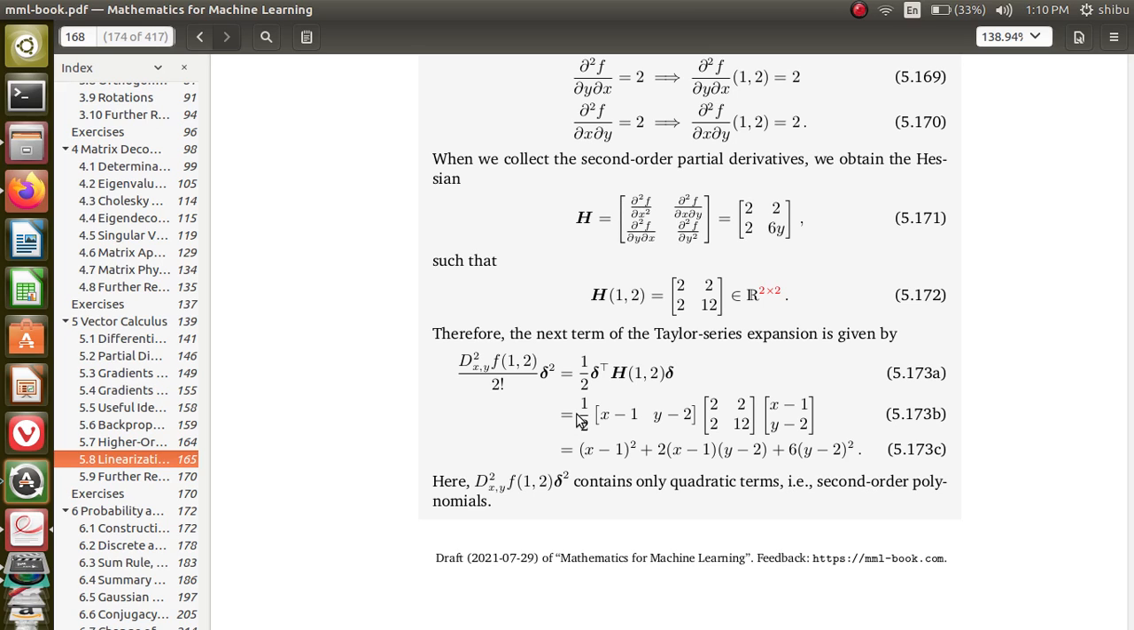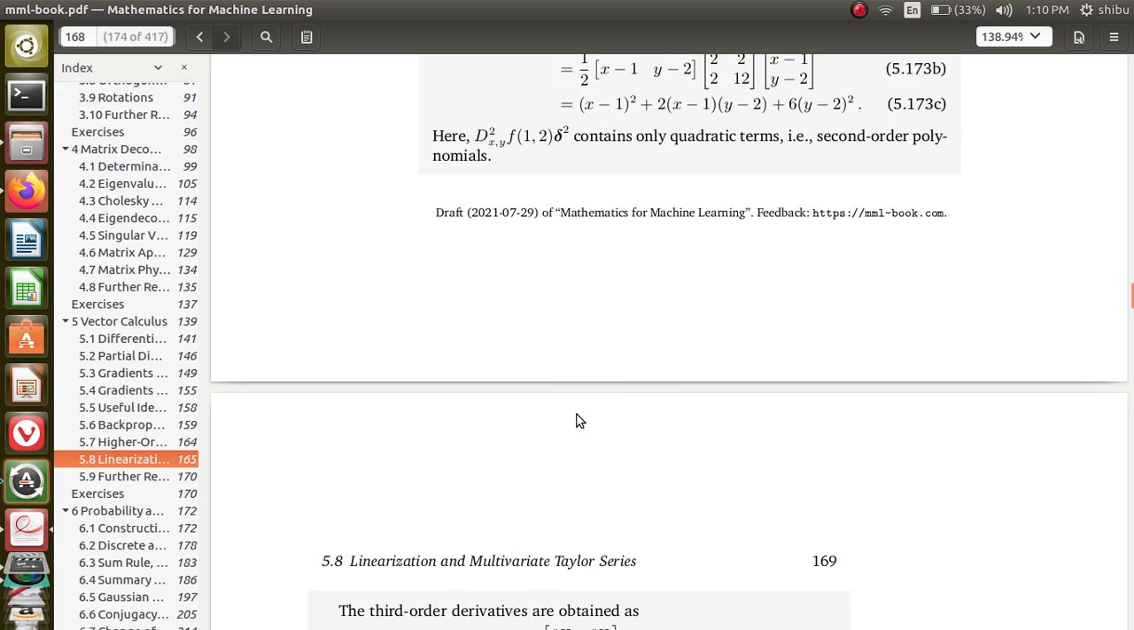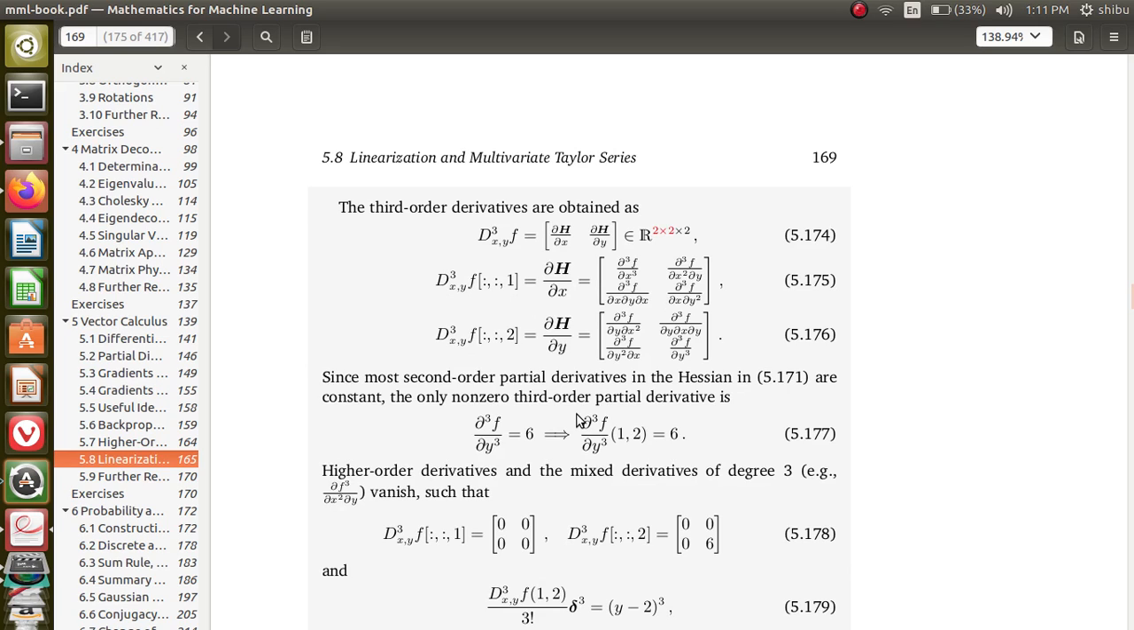So D squared_xy f of 1, 2 delta squared contains only quadratic terms, second order polynomials, and then third order derivatives are obtained using this equation. And since most second order partial derivatives in the Hessian are constant, the only non-zero third order partial derivative is del cubed f by del y cubed, which is equal to 6. Higher order derivatives and the mixed derivatives of degree 3 vanish.